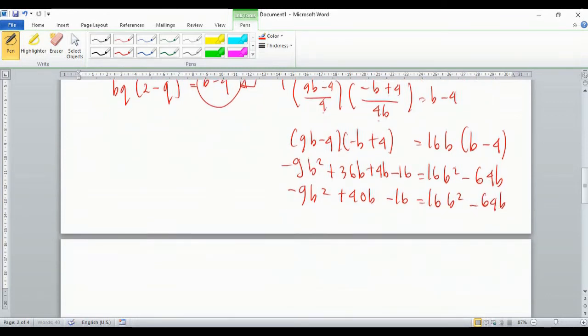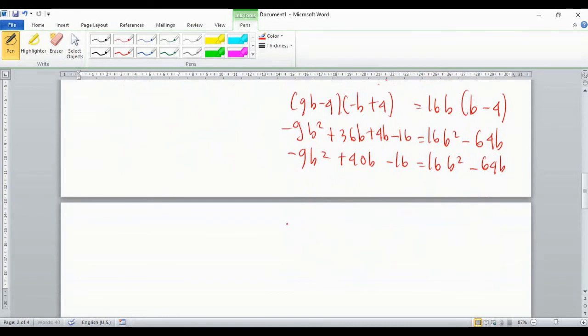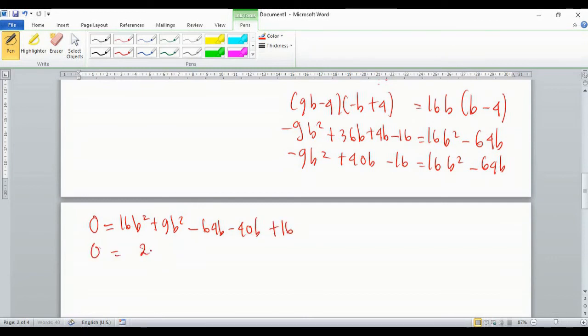Okay, so we continue to simplify this. Let me put the 0 on the left side. So 0 is equal with 16b squared plus 9b squared minus 64b minus 40b plus 16. Okay, so 0 is equal with 25b squared minus 104b plus 16. So from here, you need to factorize.